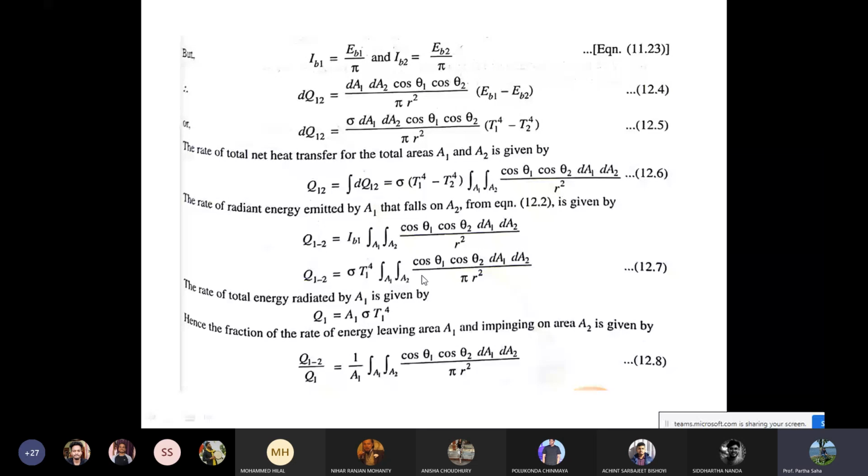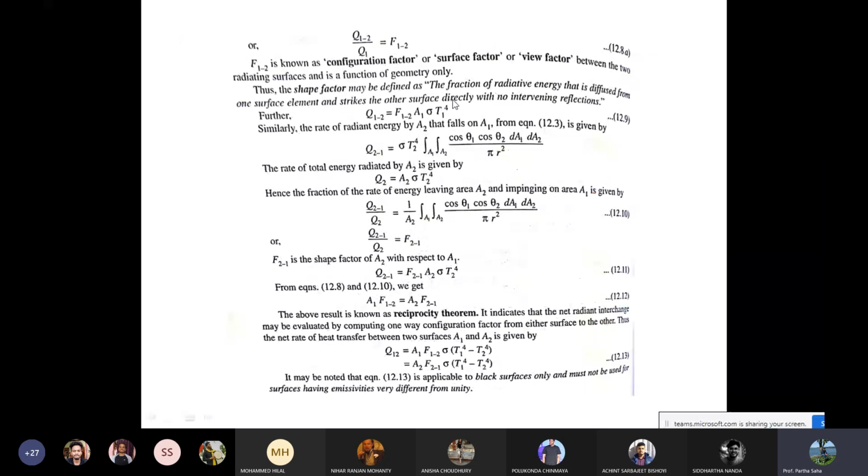The rate of total energy radiated by A1 is given by Q1 = A1 sigma T1 to the power 4, and hence the fraction of energy leaving area A1 and impinging on area A2 is given by Q12 by Q1. Q12 is this, and Q1 is this. Divided by this, you get this formula. Most important is that we get a shape factor. Q12 by Q1 is given by this integration formula F12, which is known as the configuration factor, surface factor, or view factor.